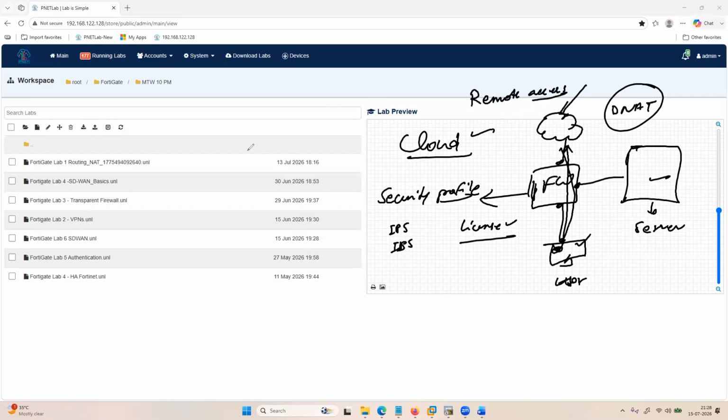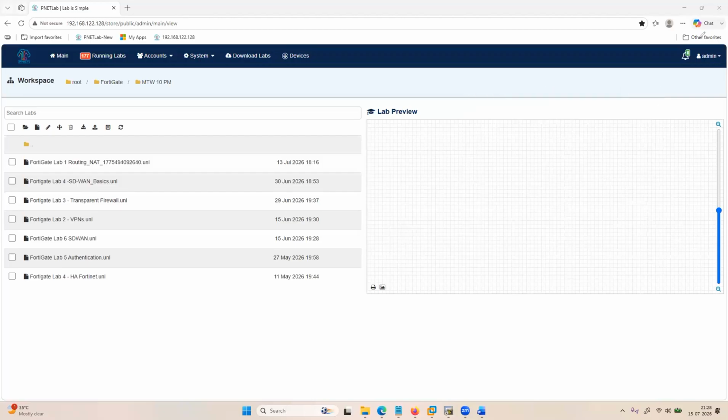So all the labs are not possible using the trial one. So for that we have cloud infra as well. Making sense? Yes. Understand, sir. Yes. Okay, thank you.